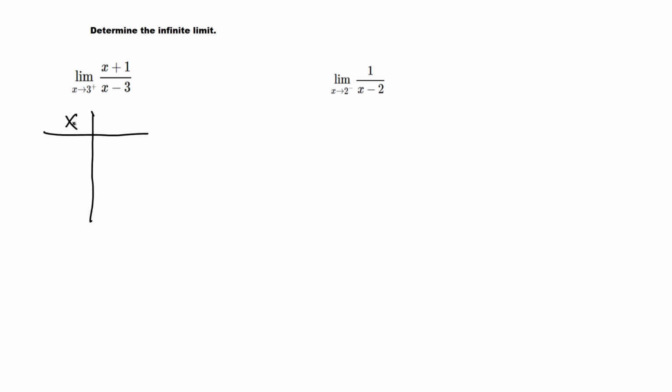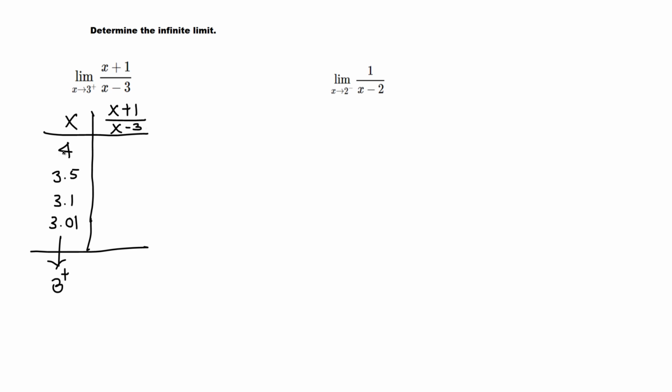I'm going to choose the x values, then plug those x values into this y value or function value, x plus 1 over x minus 3. So to approach 3 from the right side, we can choose 4, 3.5, 3.1, 3.01. This should do it. We designed these numbers approaching 3 from the right side, 3 plus. Now we plug these numbers here.